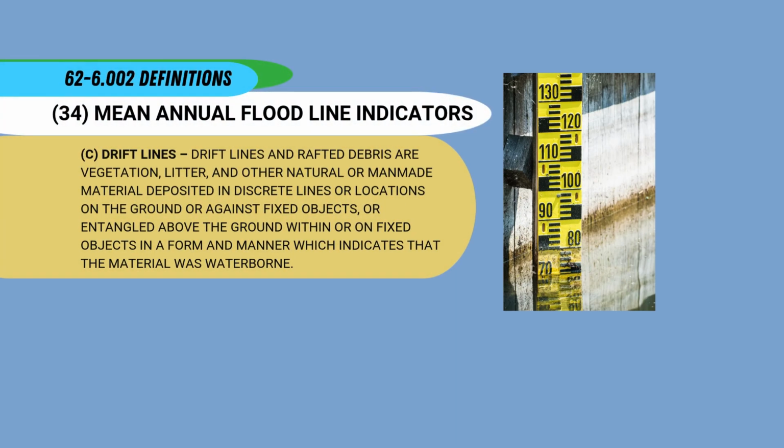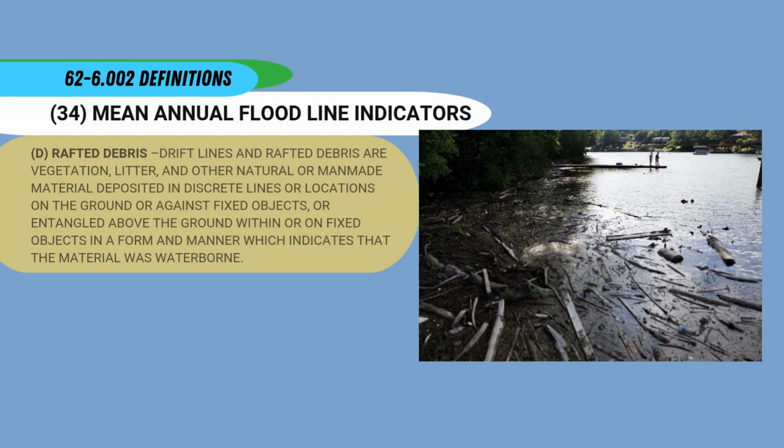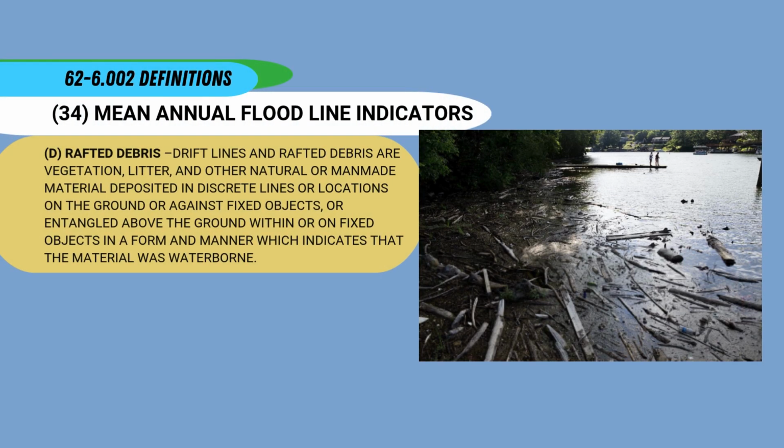Drift lines and rafted debris are vegetation, litter, and other natural or man-made material deposited in discrete lines or locations on the ground or against fixed objects, or entangled above the ground within or on fixed objects in a form and manner which indicates that the material was waterborne. D. Rafted debris. Drift lines and rafted debris are vegetation, litter, and other natural or man-made material deposited in discrete lines or locations on the ground or against fixed objects, or entangled above the ground within or on fixed objects in a form and manner which indicates that the material was waterborne.